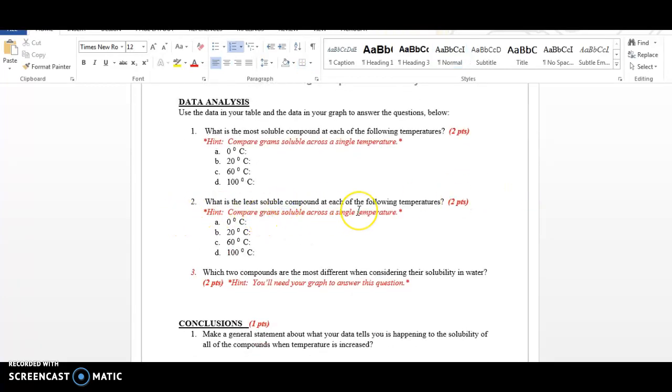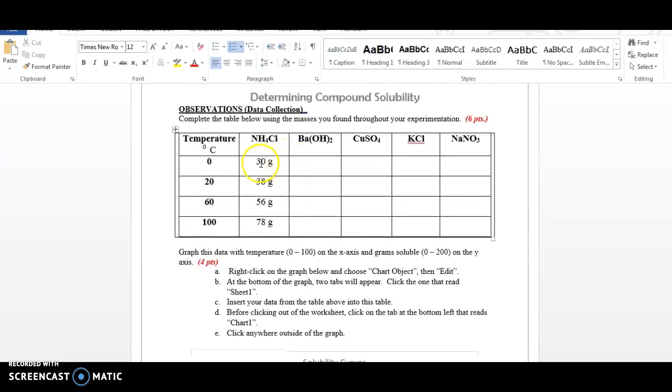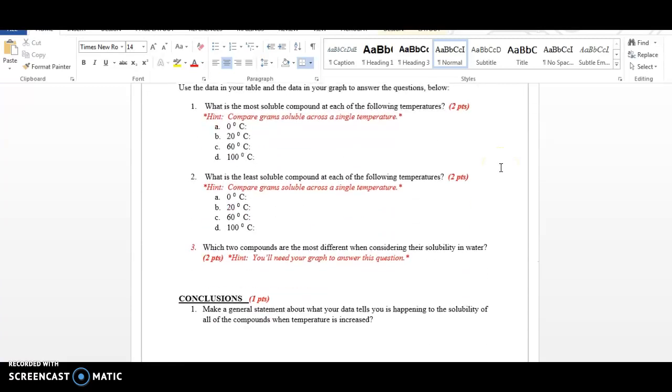And for the least soluble compound, it's the same thing, except you want to pick the one that's the lowest number. So like, let's say this is 30, this is 20, this is 15, this is 10, and this is 5. You would pick NaNO3, and those aren't the right numbers, so don't pick that. But you would pick NaNO3 because it dissolved the least amount, so it would be the least soluble.